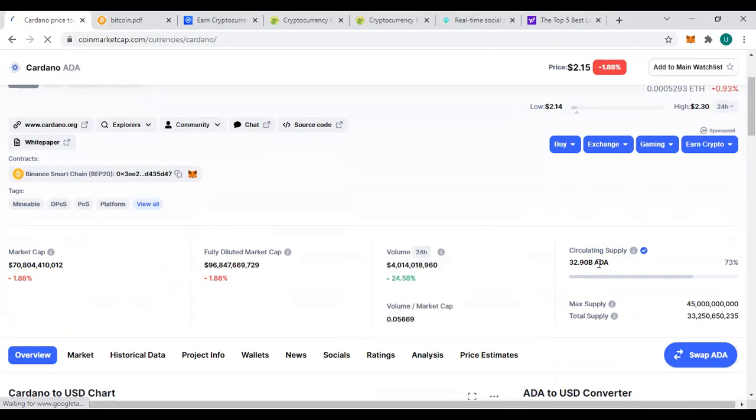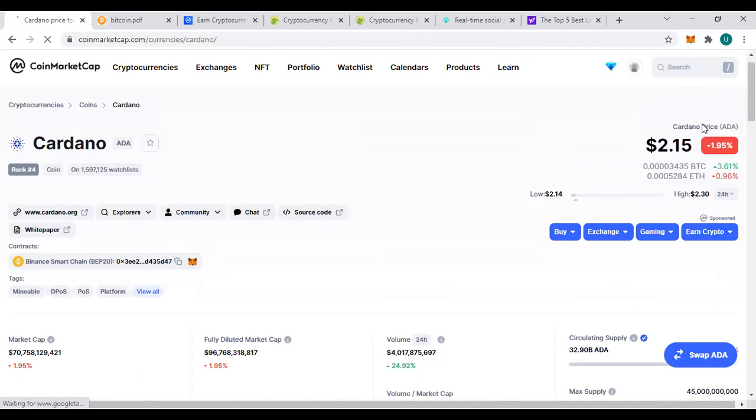Now, this is the place I'm going to bust your head. Look at the circulating supply of ADA. This is the reason why ADA, even with the hype and everything, is not going to go that far. The circulating supply is almost 33 billion. So for us to arrive at the price of ADA, we divide this 70 by 32.9, and we're going to get this 2.15 as the price of the coin.